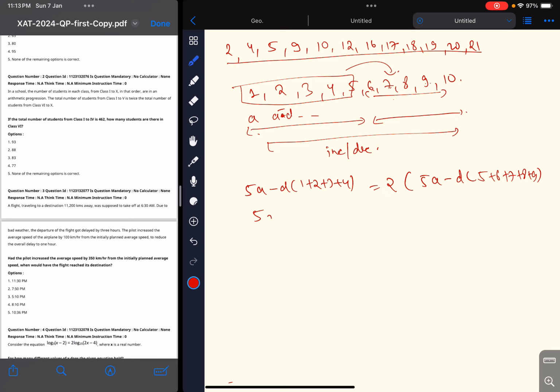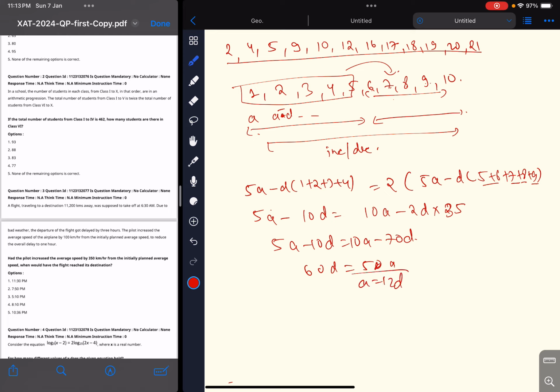I'm skipping that part. This will be 10A minus D times the sum of the numbers, which comes to 70D. So 5A minus 10D equals 10A minus 70D. So 60D equals 5A, so A equals 12D. So this we got.